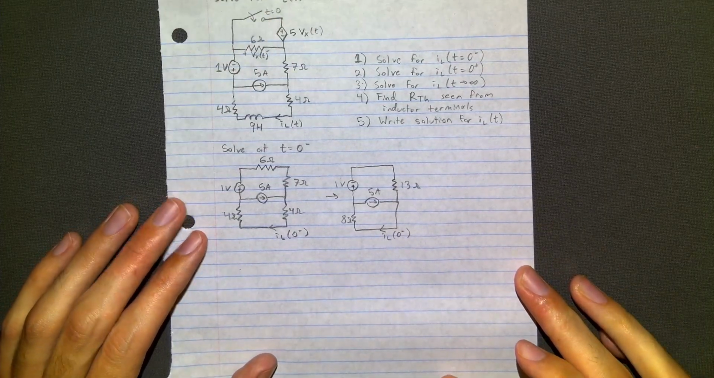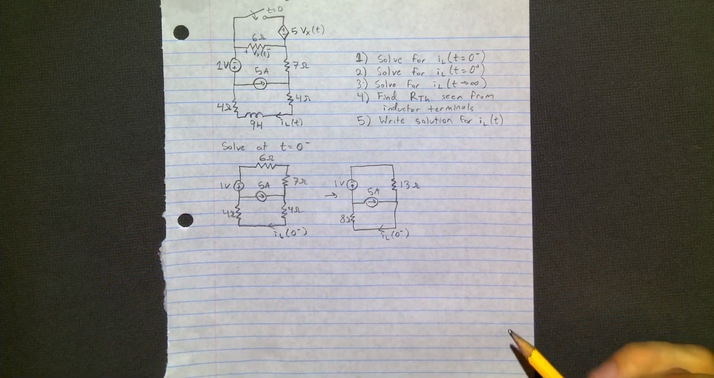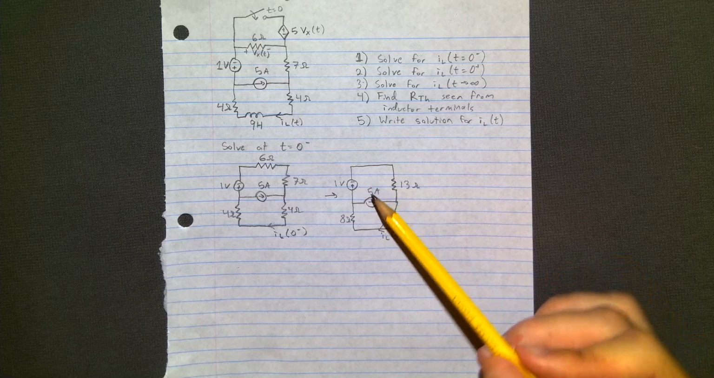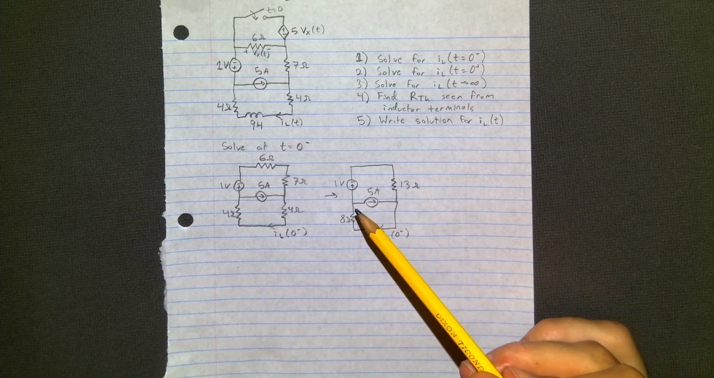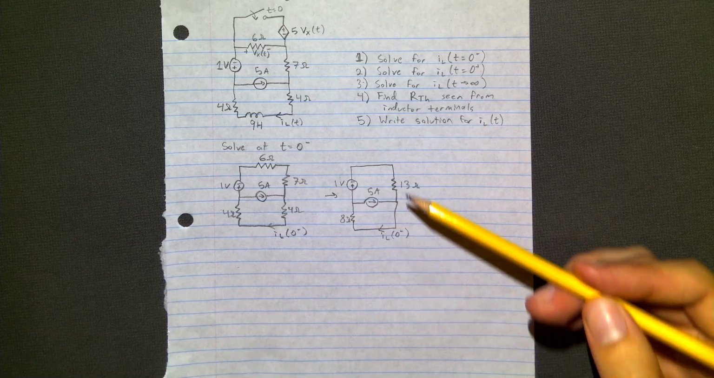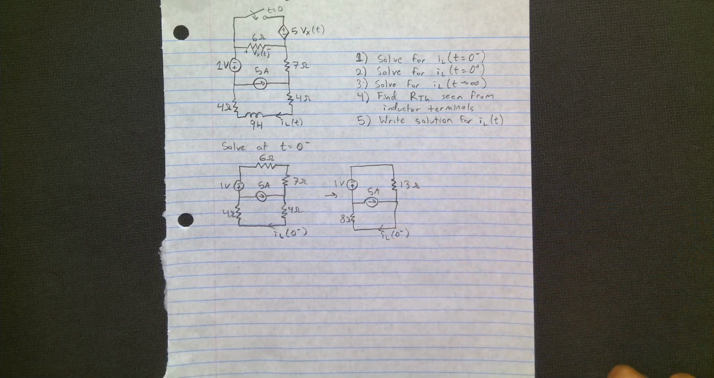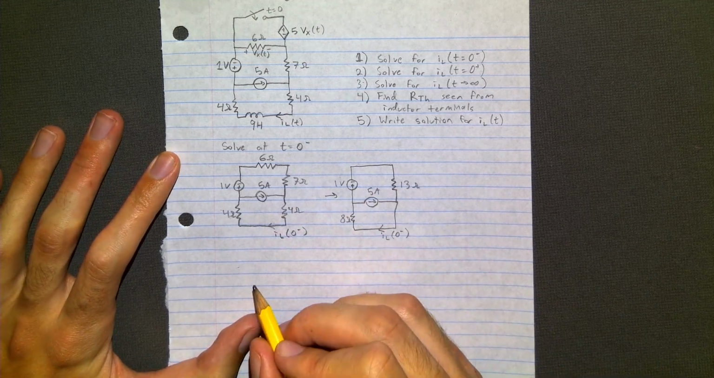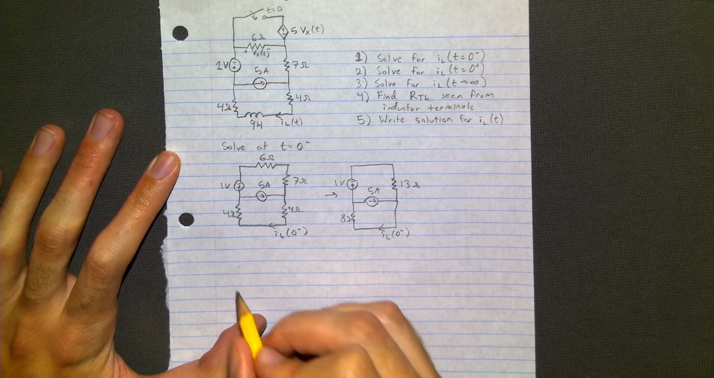And now, in order to simplify further, we're going to have to transform this voltage source because it is in series with the resistor. We can transform it into a current source so that we have an entirely parallel circuit, so that we can eventually combine the current sources, and then we can have a current divider.